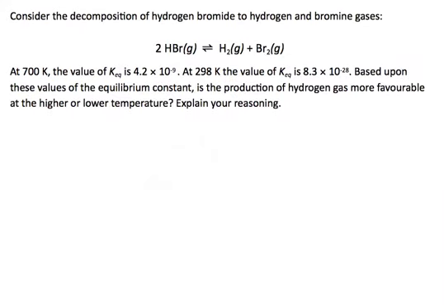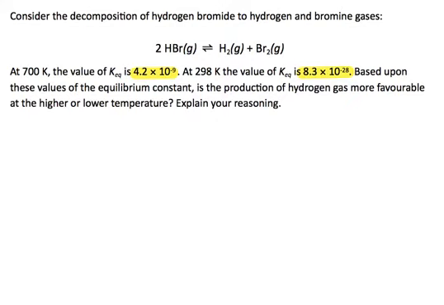Let's just look at one more example. So in this case, the decomposition of hydrogen bromide to hydrogen and bromine gases. So there's our reaction. And so two different scenarios. At 700 K, that's Kelvin, the value of the equilibrium constant is 4.2 times 10 to the minus 9. At 298 Kelvin, the equilibrium constant has a value of 8.3 times 10 to the negative 28th.